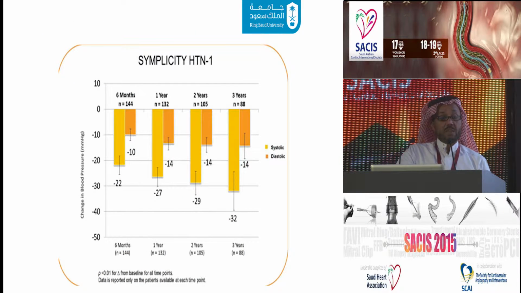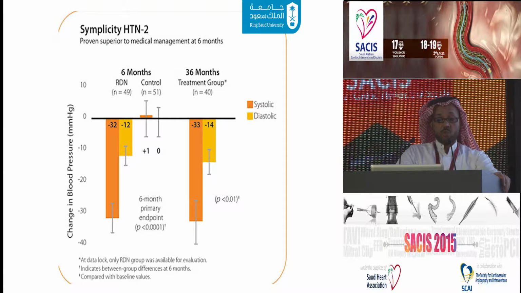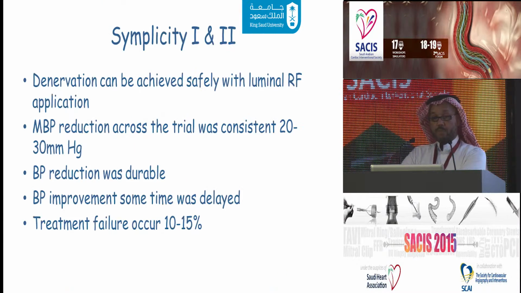So this is depicted in chart format. The decrease in systolic blood pressure was 22 at 6 months, 27 at 1 year, and the decrement in blood pressure was really consistent, stable and durable up to a follow-up of 3 years. This is from Symplicity I. Symplicity II showed the same thing, a major reduction in systolic blood pressure of 32 and diastolic of 12, noted at 6 months, and it was durable at 36 months as well.